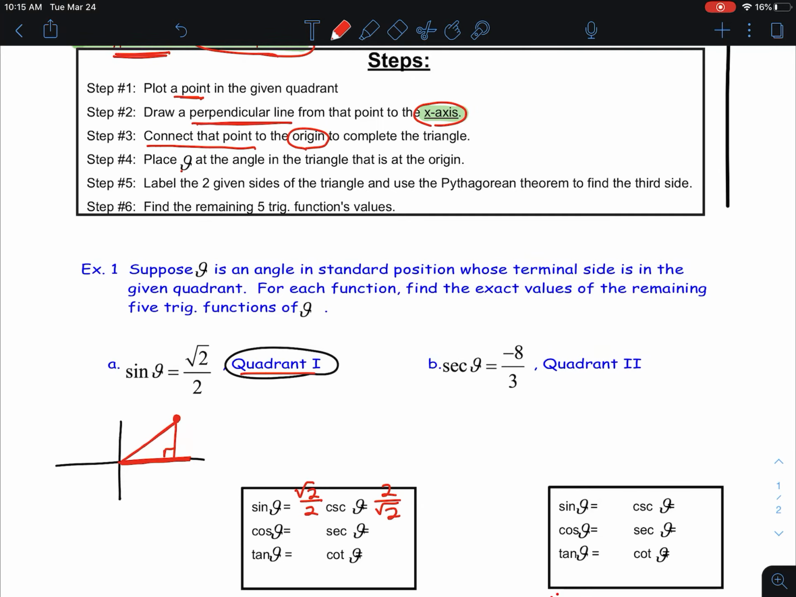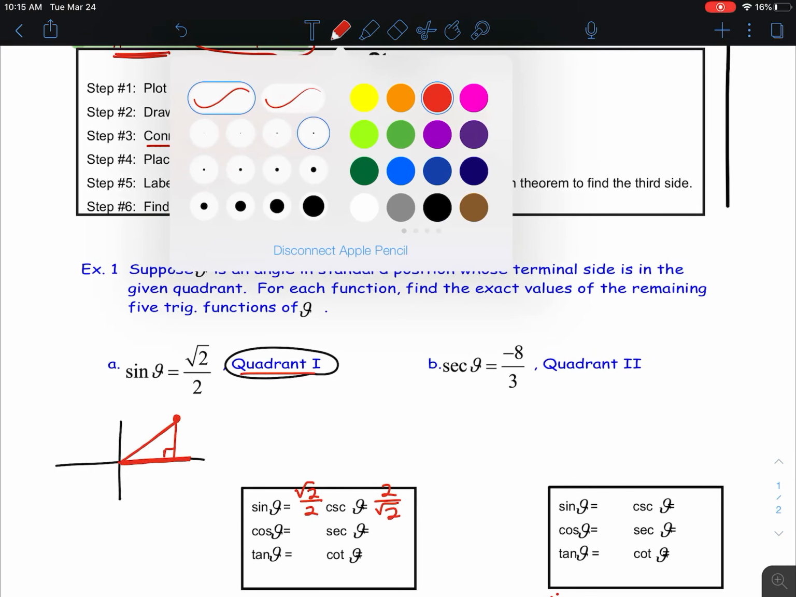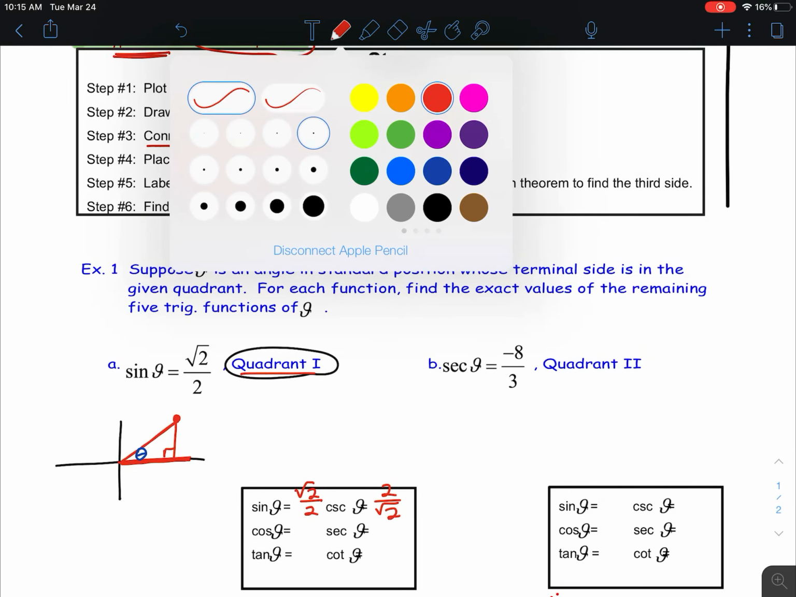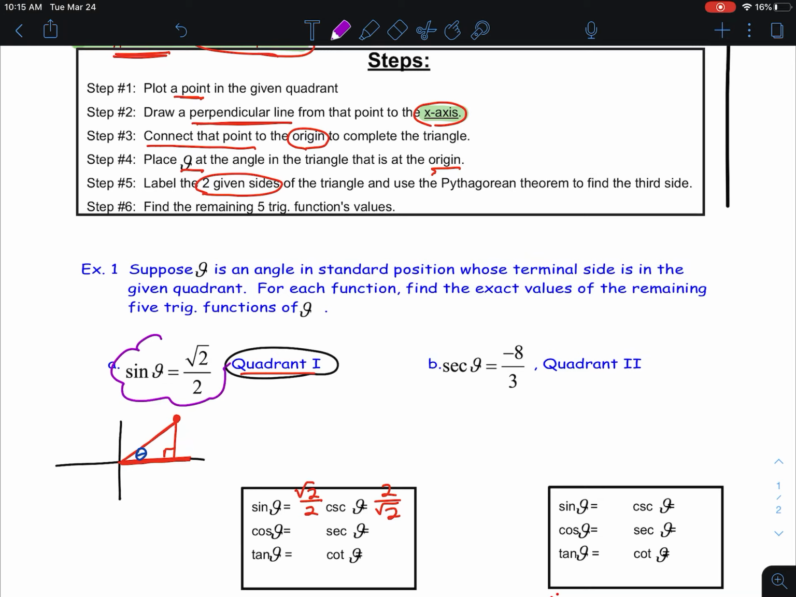We are going to place the theta symbol at the origin. So you're going to put a little theta symbol right in there at the origin. And then we're going to label 2 of the given sides of the triangle. Before, because we had a point, the points were the 2 legs of the triangle. Here this is going to be a little bit different. How we know 2 sides of this triangle is because the problem is giving us a trig function. We know that sine is opposite over hypotenuse. So they're really telling us 2 sides of this triangle when they give us this fraction here.